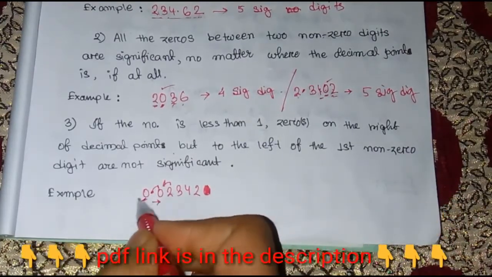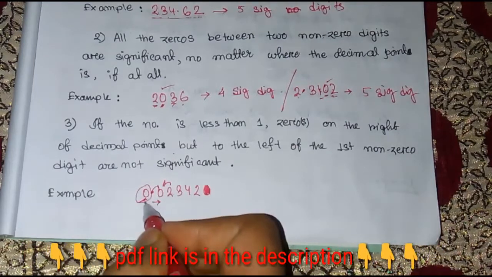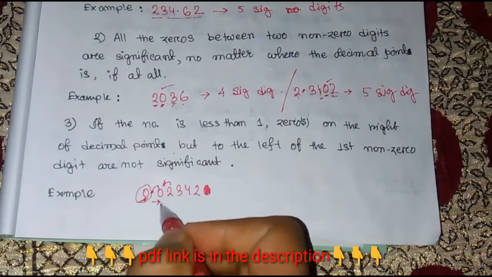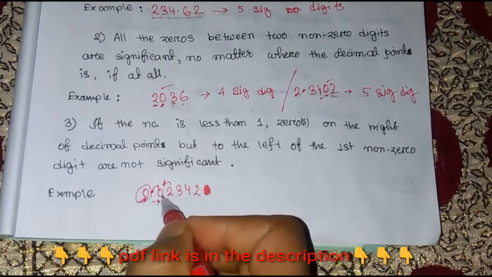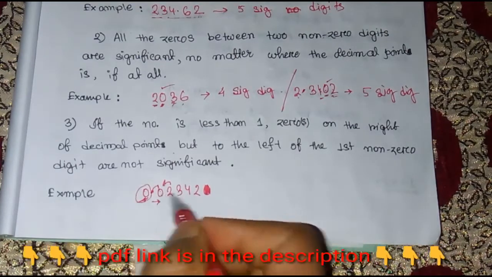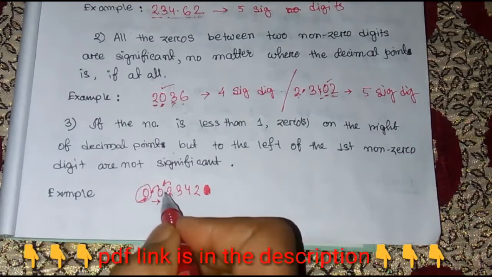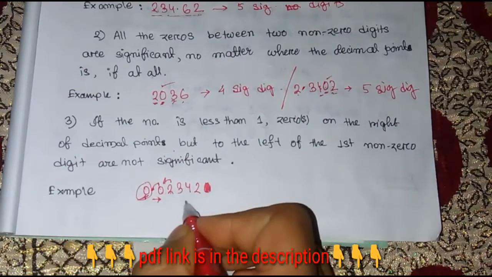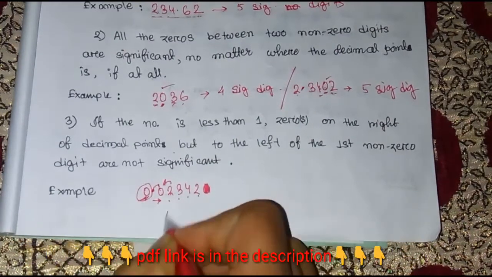That means this one is not significant because it is a zero after the decimal point, the first zero term which is before the non-zero term. It is not significant. Okay, so the number of significant digits is 1, 2, 3, 4, that is 4.